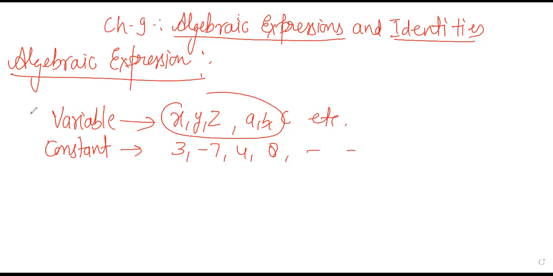With the help of these variables and constants, with the use of basic mathematical operations, we will create some special kinds of things. These things will be known as algebraic expressions. What are the basic mathematical operations? Plus, minus, multiplication, and division: addition, subtraction, multiplication, division. We will use these operations and write some patterns.